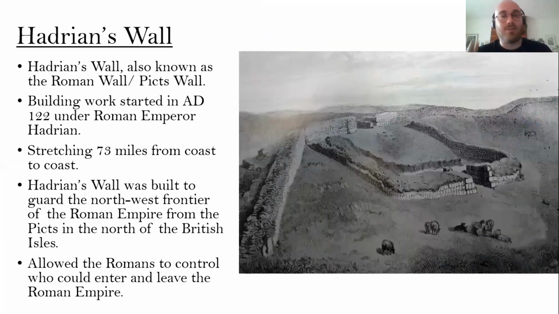And as we've just heard, this was completely inspired by Hadrian's Wall, which is also known as the Roman Wall or the Picts Wall. Building work started in about 122 under the Roman Emperor Hadrian, obviously the name. And this stretches 73 miles from coast to coast, and it pretty much goes through a lot of Northumberland. Hadrian's Wall was built to guard the northwest frontier of the Roman Empire from the Picts in the north of the British Isle. He wanted to keep them separate because the Romans couldn't conquer the Picts, and the Picts kept on raiding in Roman territory. It allowed the Romans to control who could enter and who could leave the Roman Empire.